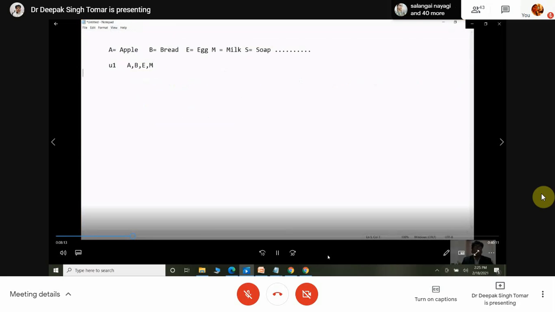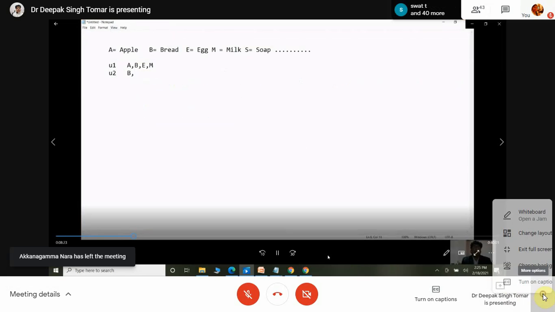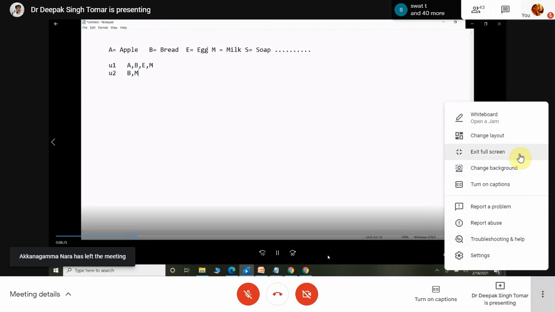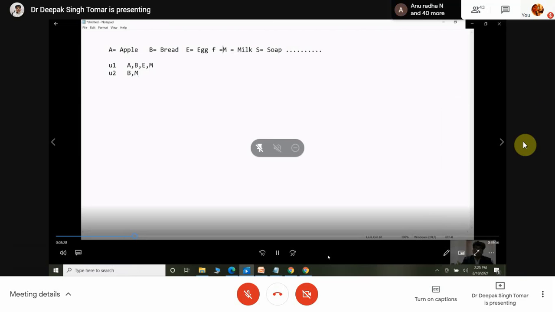The user who buys bread with it can also put one more item, F for fruits, or F for fish. These are the patterns which are generated, and we are interested in the patterns which are frequently accessed.